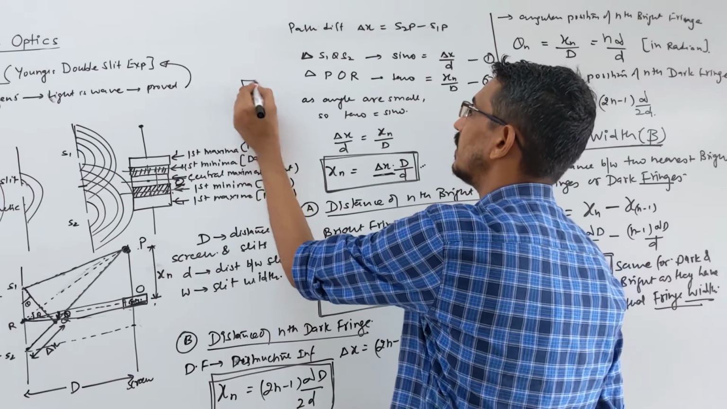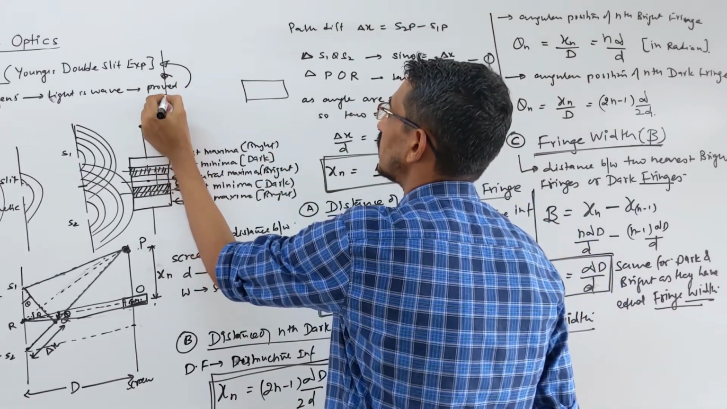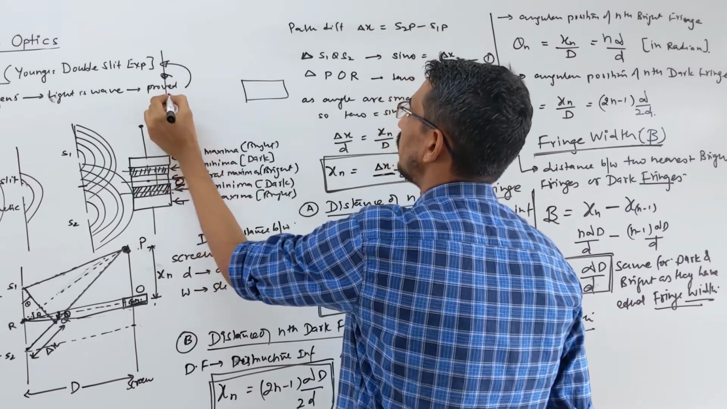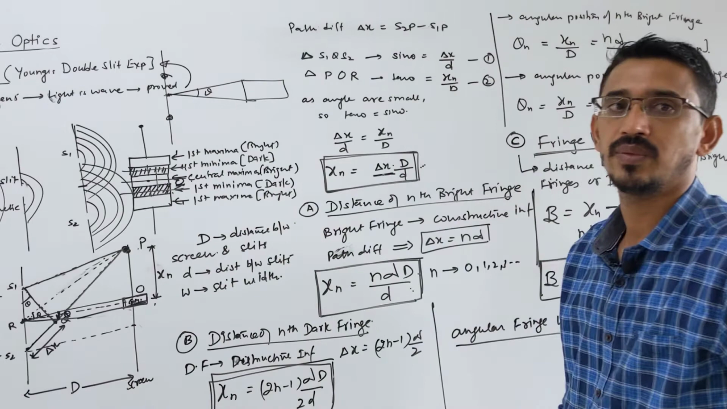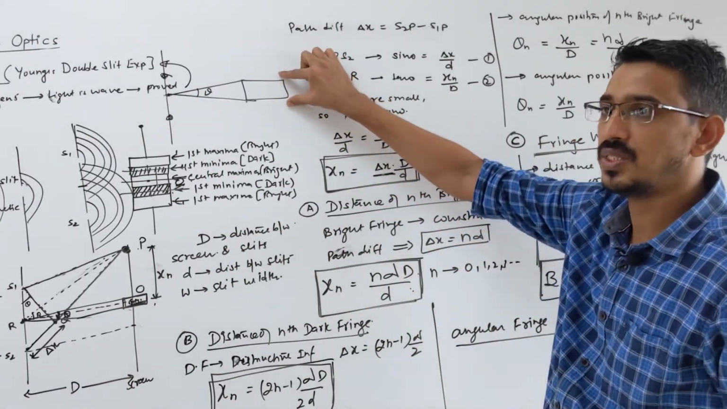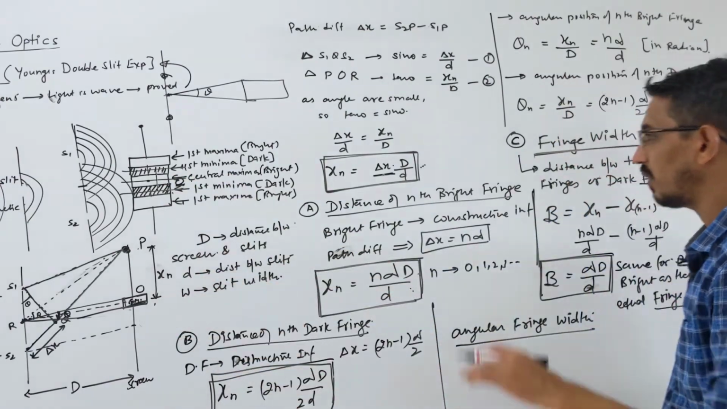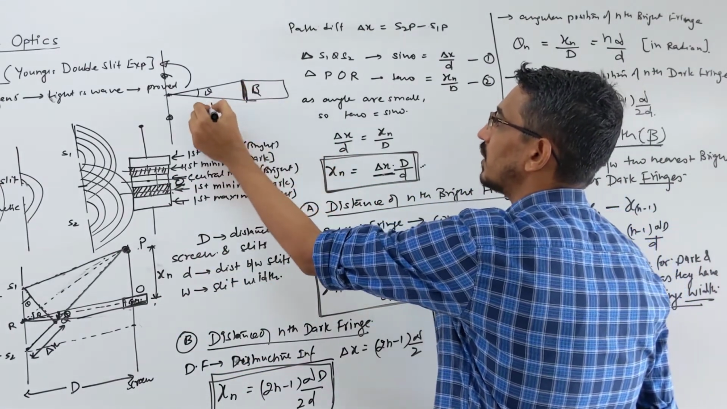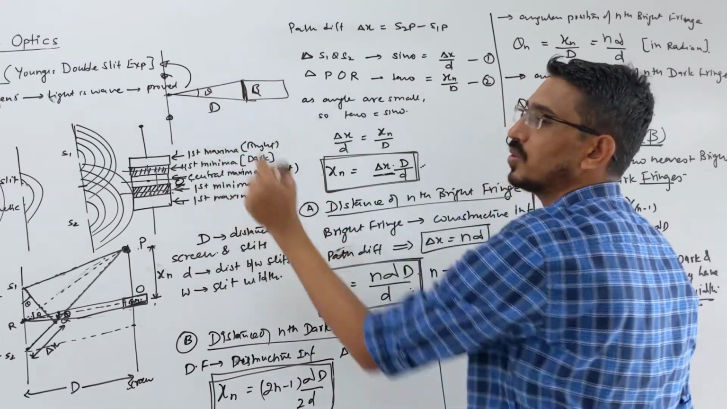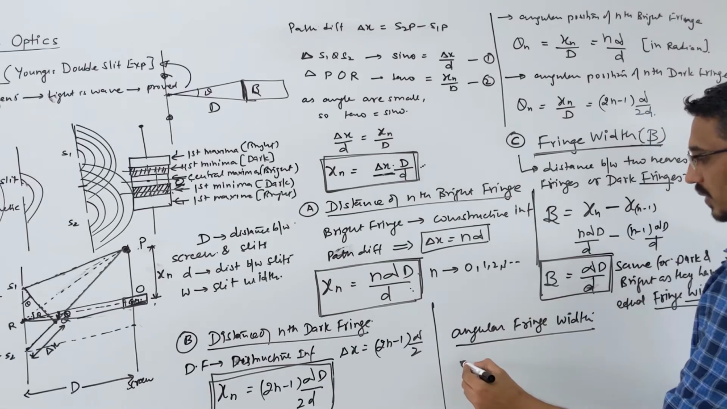Suppose some fringe is there. This is your fringe, and this is your opening 1, opening 2. This is your center point. So I'm asking, what is the fringe width? That's what angular fringe width means. What is the answer? The thickness of this fringe, the linear one, is beta, so beta by d is tan theta. Again we want to calculate tan theta in this triangle. This is your beta, and that's your d. So beta by d is your tan theta, and tan theta is equal to theta. So what is angular fringe width?